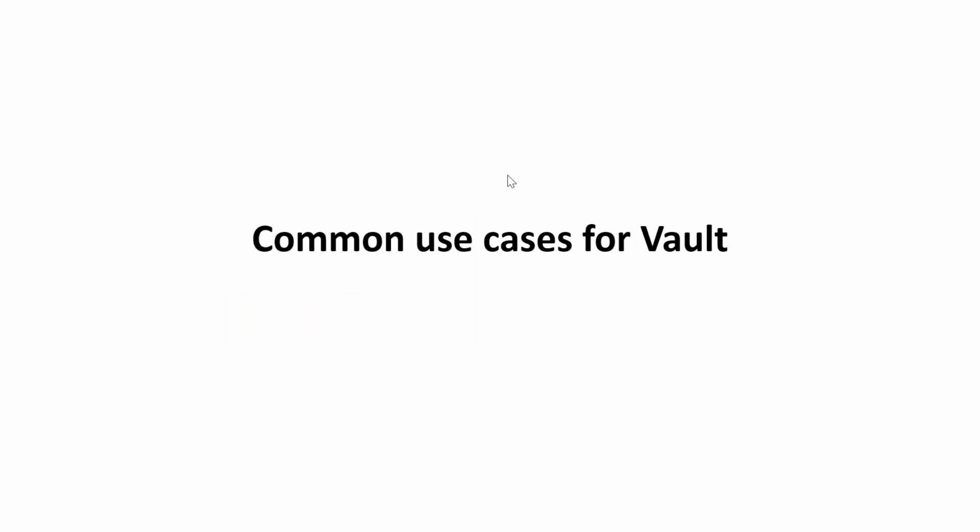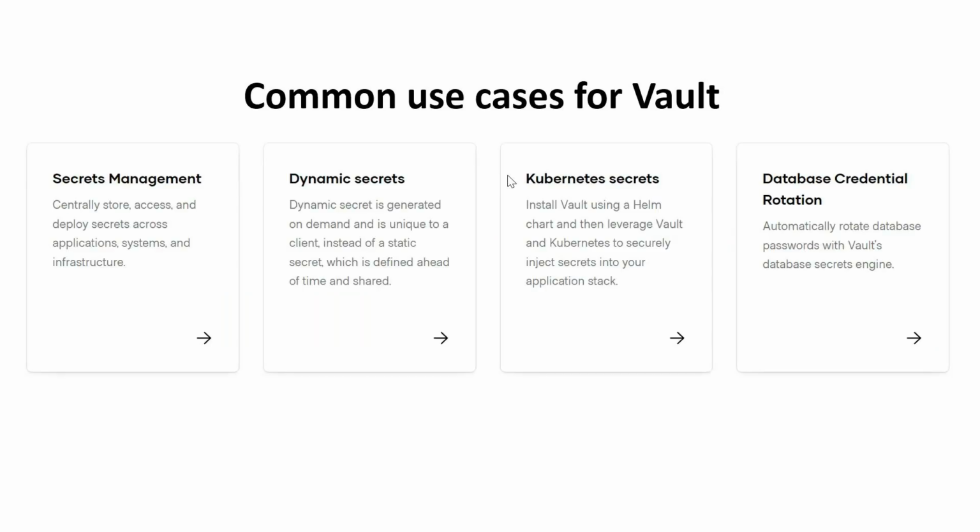Now, what are the common use cases of Vault? There are so many use cases, depending on your visualizations and so on. Vault is basically secret management, so you can centrally store, access, and deploy secrets across applications, systems, and infrastructure. Vault also provides dynamic secrets. Dynamic secret means it will be generated on the fly. You might get an OTP which is active for a few minutes, or you reset a password and get a new one. These are dynamic secrets.